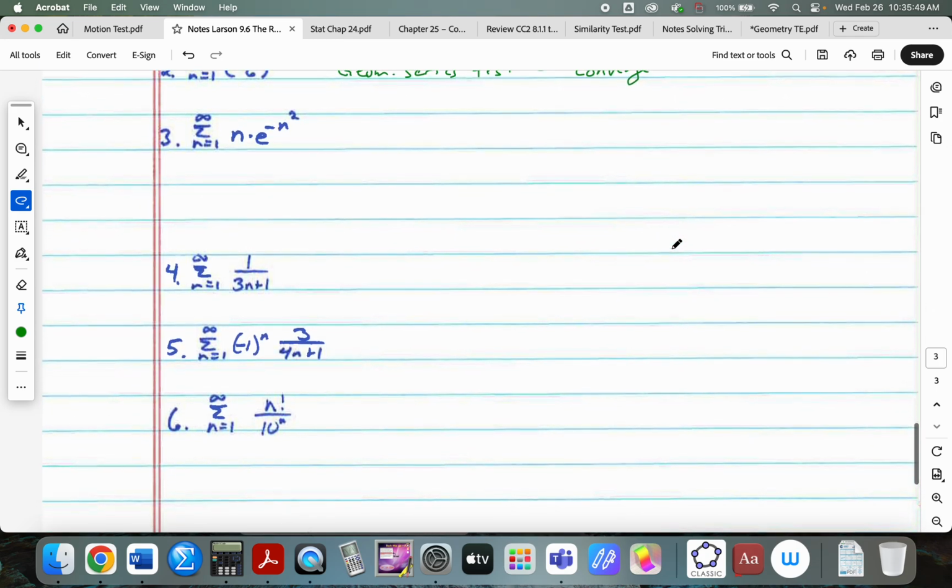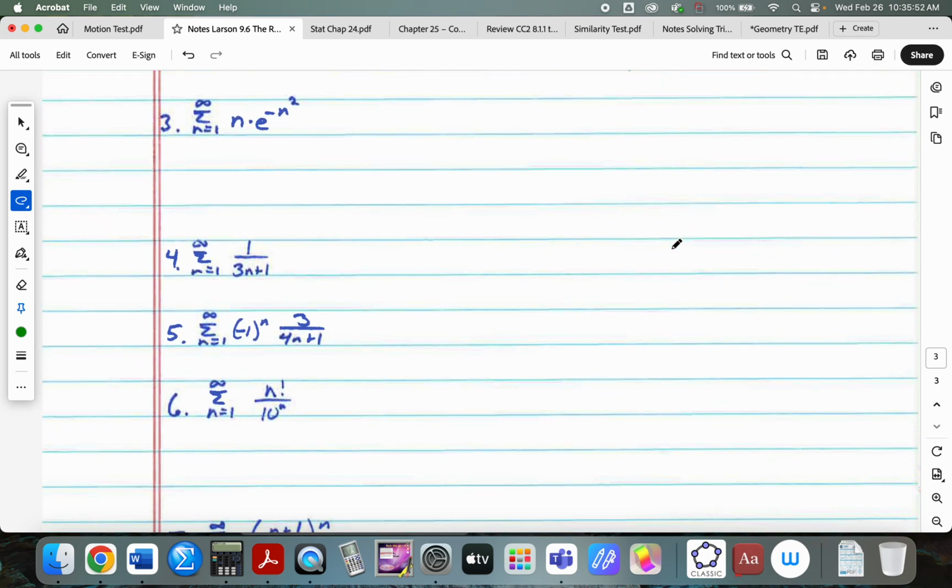What about number 3? Yeah, you could do the integral test, because it's relatively easy to take the antiderivative of this. You just either do the integration by substitution or just undoing the chain rule. It seems to me that this one's probably going to converge.